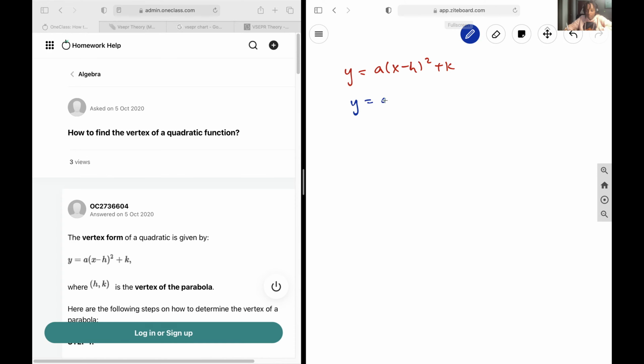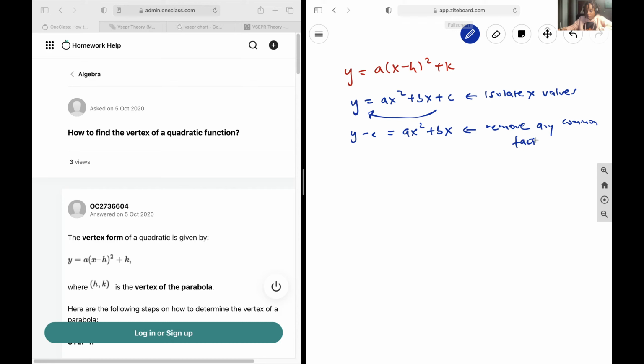Next up, we want to isolate x values. Next up, we want to remove any common factors. So let's say in this case we don't have any. And then next up, we will complete the square to get it into the form y = some number, let's call it c, that would be our common factor. And then we have (x + d)².